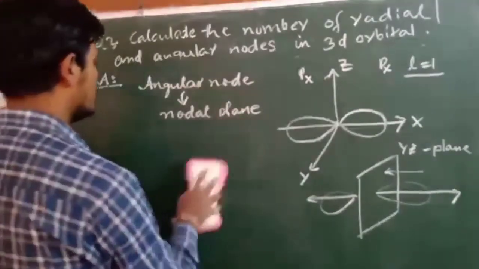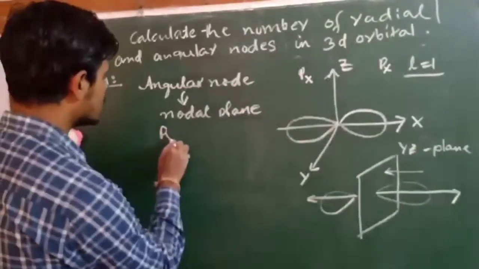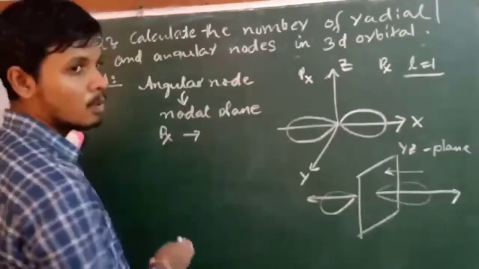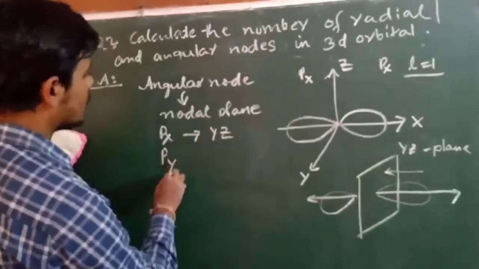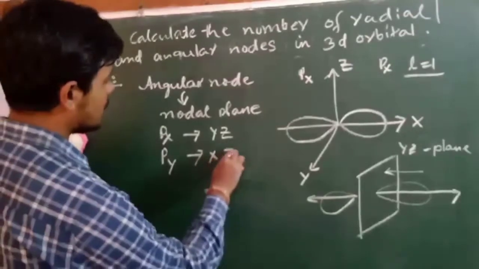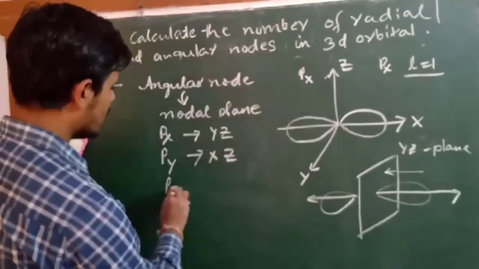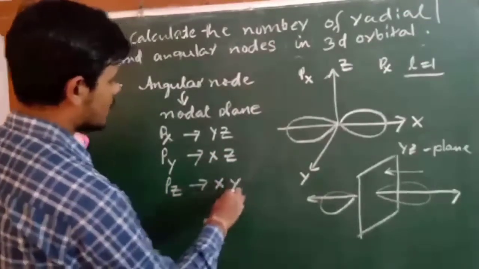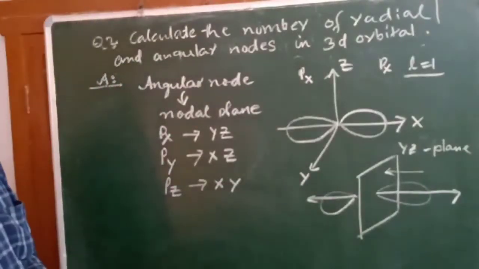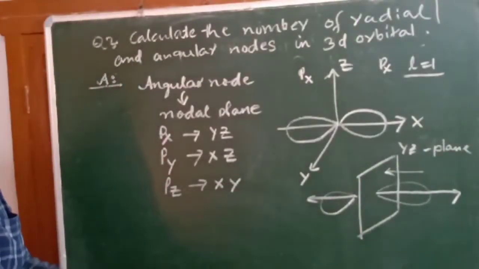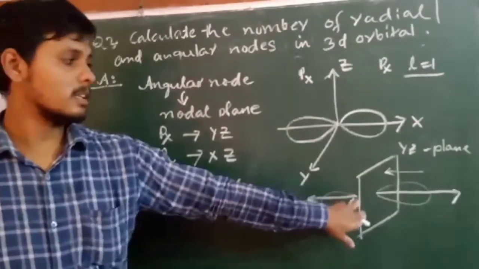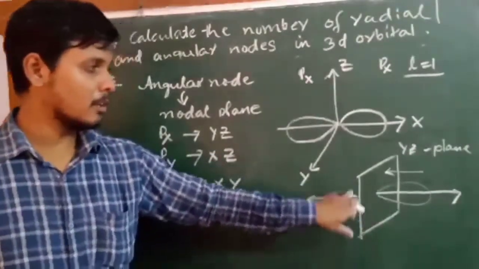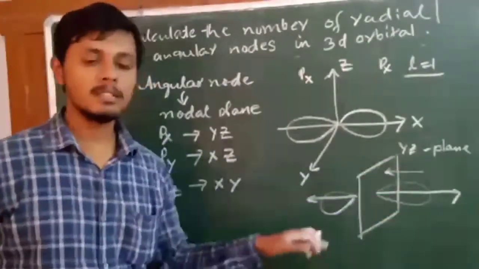So if I have px orbital, the angular node or the nodal plane will be the yz plane. If I have py orbital, the nodal plane will be the xz plane. If I have pz orbital, the nodal plane will be the xy plane. So this is nothing but a plane passing through the orbital in such a way that the probability of finding an electron in that plane is 0.